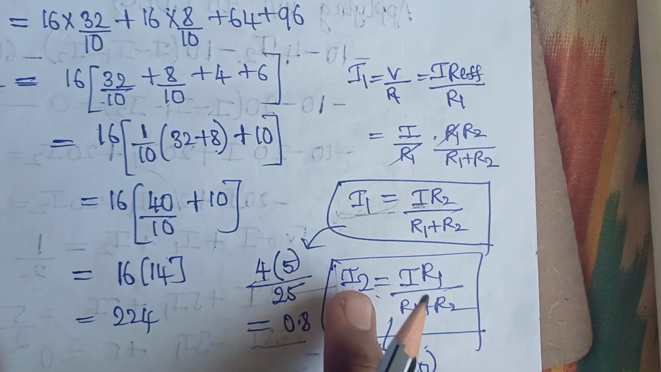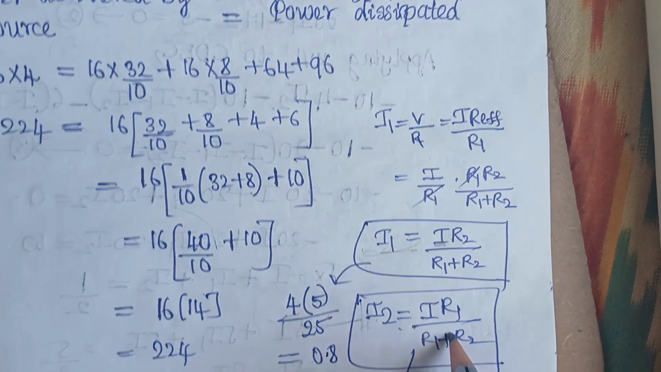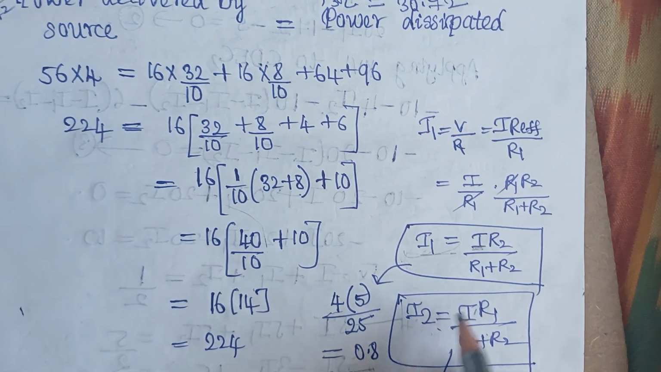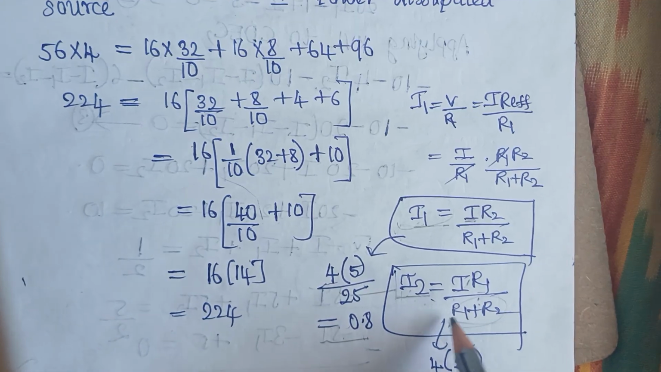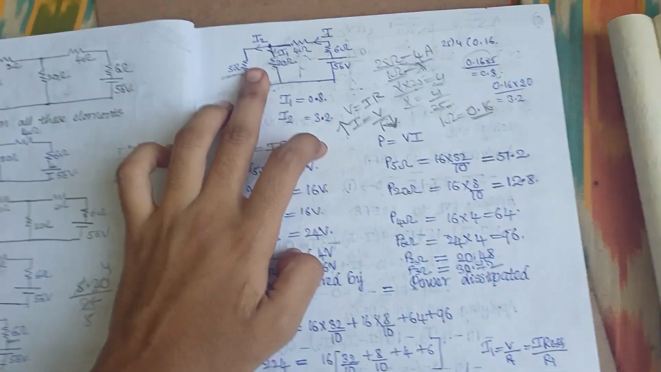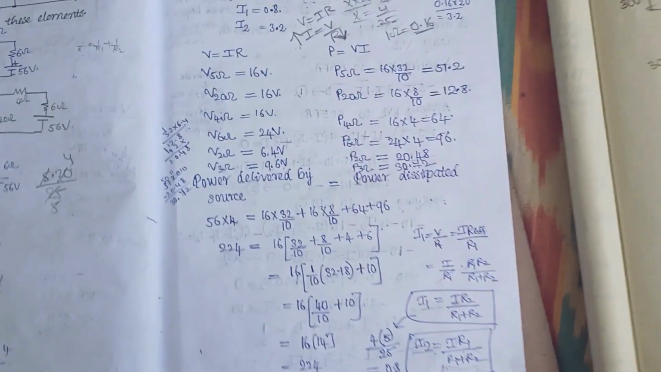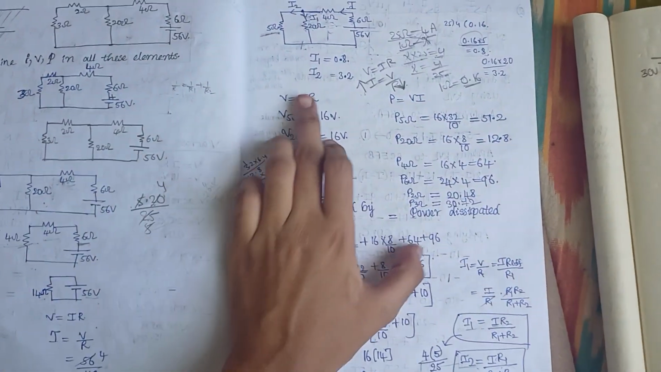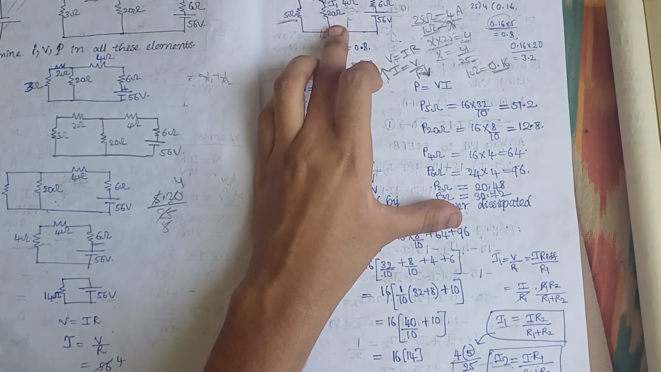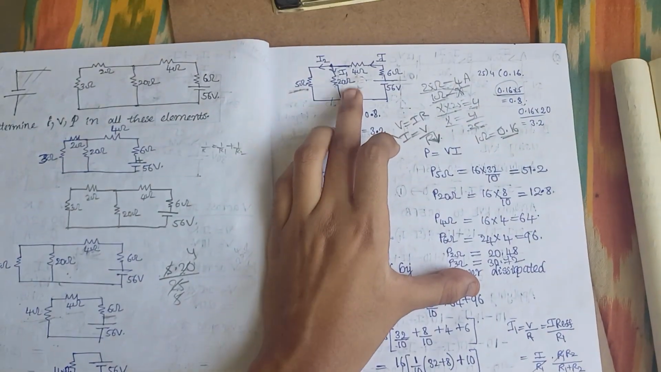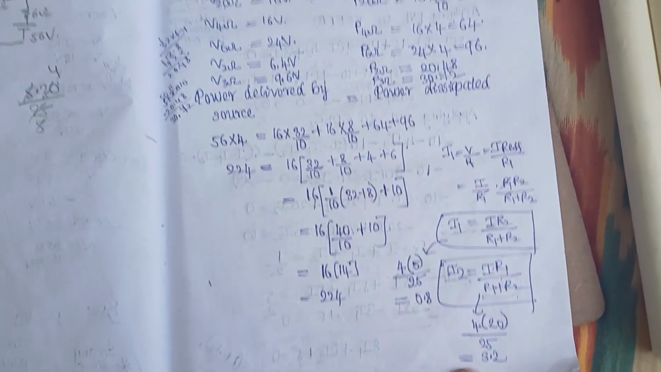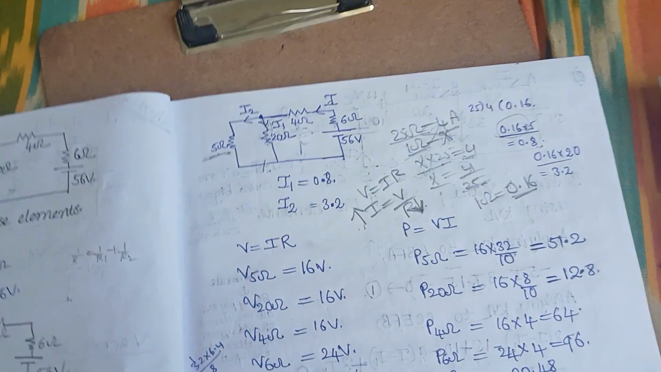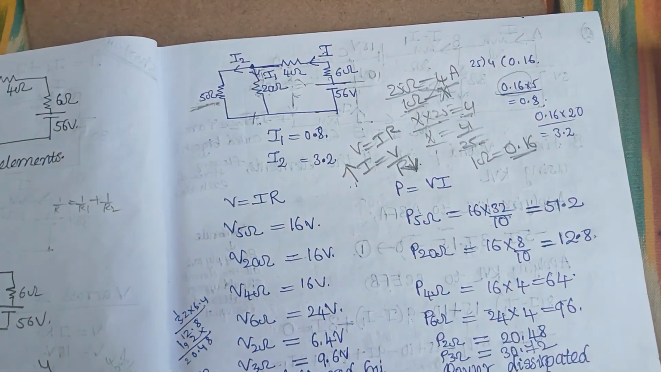And now we know I2. So to calculate I2, this is the formula: I, that is total current, multiplied by the opposite resistor to this I2, by the sum of the total resistance, that is R1 plus R2. Since we considered this as I2, the total current here is 4 ampere, right? And now your R1, which is opposite to this, is 20 ohm, right? So 4 into 20 by R1 plus R2, which is 25, which leads to 3.2. In this way, we calculate the values of I1 and I2 when the resistors are unequal.